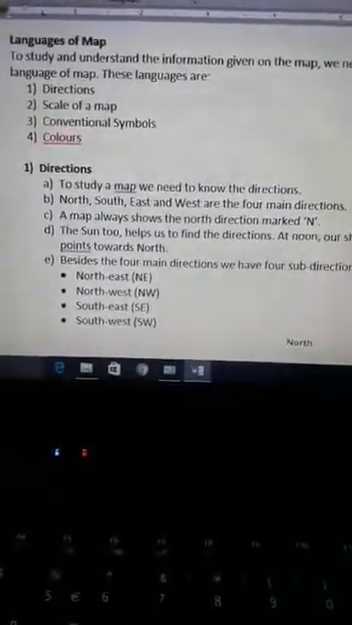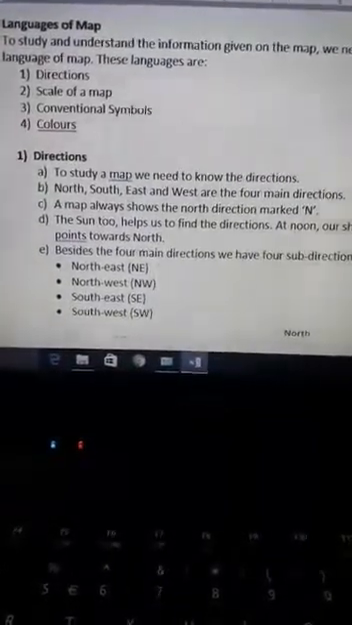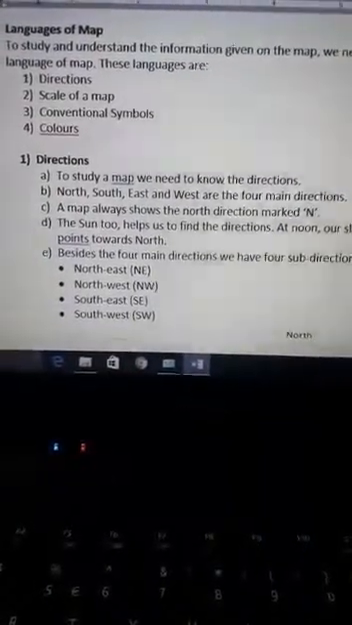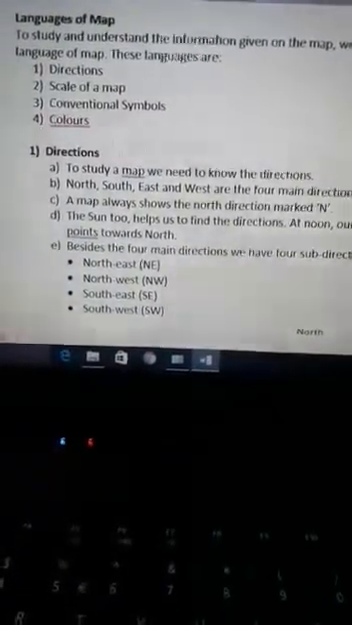Now let's move on to the languages of map. Now what are the languages? What do you mean by language of map? To understand and study about the map, we need to know its language, and there are different languages of map. Basically there are four languages of map: directions, scale of a map, conventional symbols and colors. These are the four languages of map.